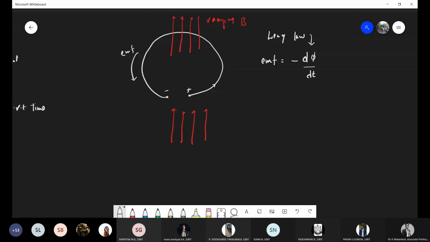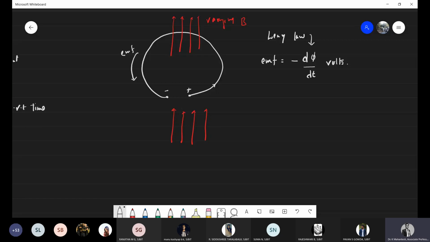Is it okay? Yes, sir. And it is measured in volts. So why do we have that negative sign? The negative sign indicates that the EMF is in such a direction which opposes the original flux. See, minus is nothing but opposing the direction of the original flux.